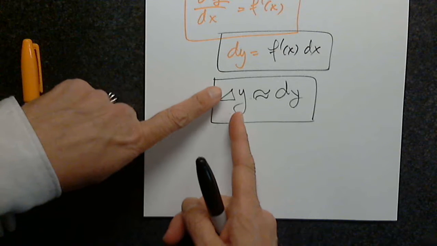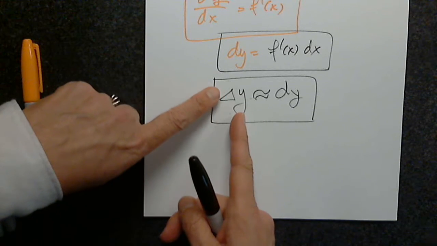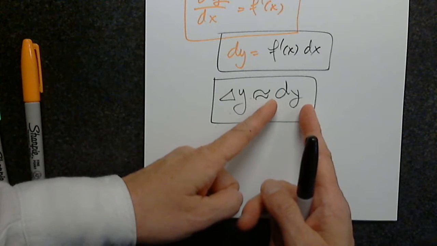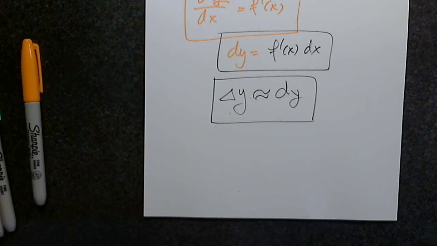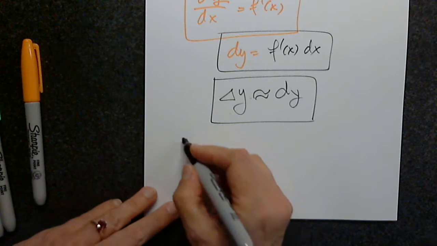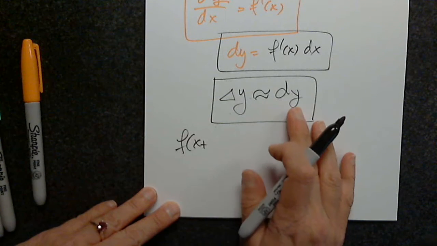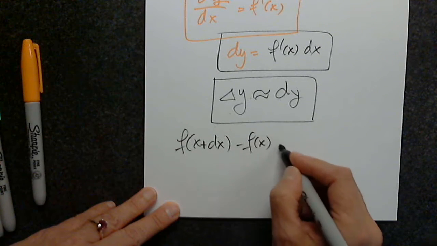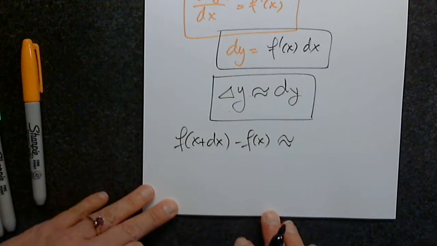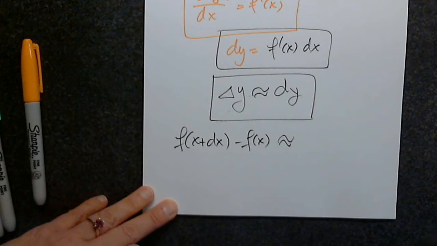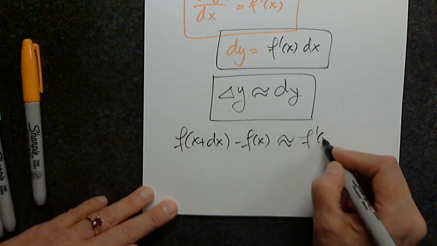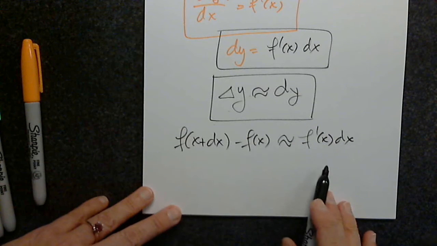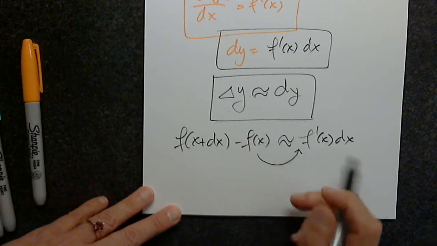Can anyone refresh our memory? What is the formula for delta y? And again, what is the formula for dy? I need to put them together now. The formula for delta y: f of x plus, because we are using dy here, I'm going to write this time dx, minus f of x is approximately dy, but I have to replace it. What does dy equal to? f prime of x dx. And in this relationship, I will move f of x to the other side.